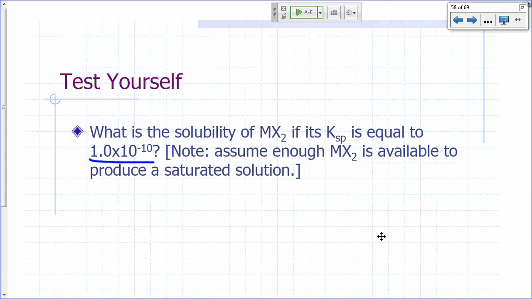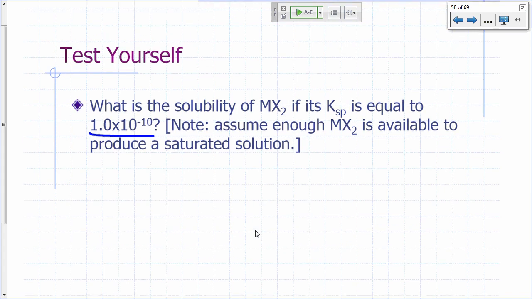Alright, so let's pick up where we left off. This is determining extent of reactions. Another application here is determining the solubility of an insoluble salt if you're given the KSP.